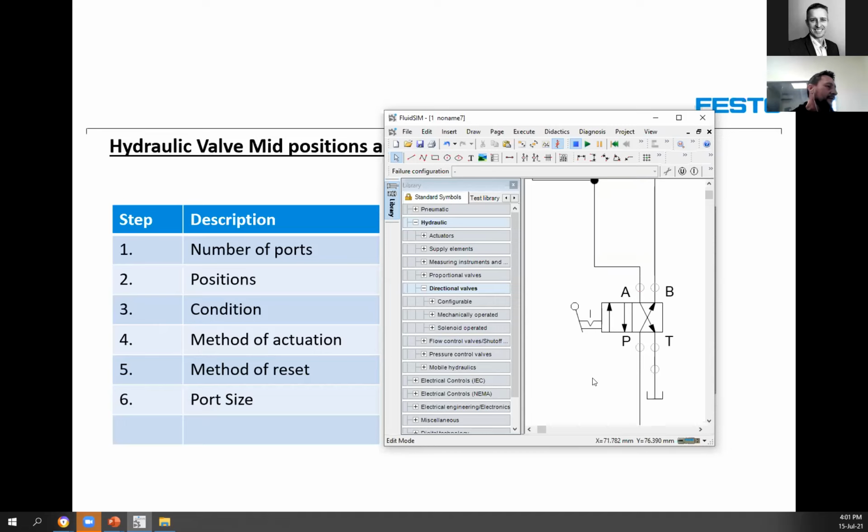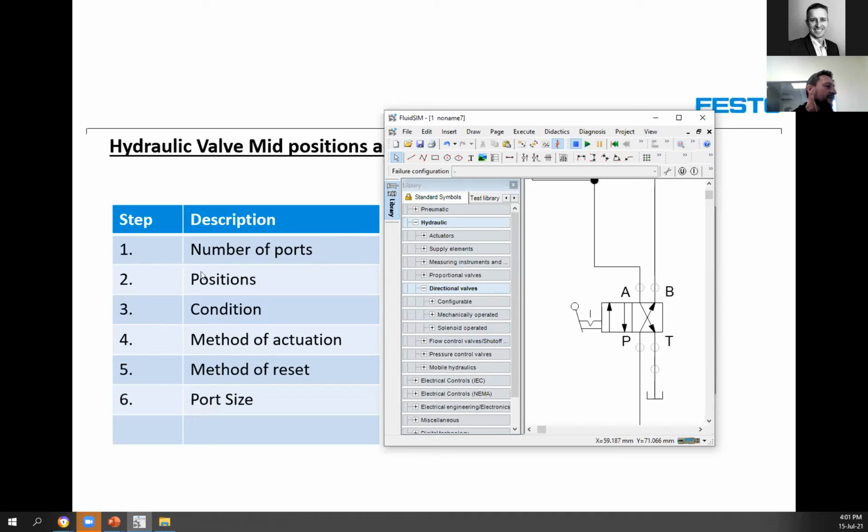Okay, so the number of ports is first of all what you need to look at. How many ports do we have? We have P, we have A, we have B, and we have T. So that's 1, 2, 3, 4. Four ports, and that is for number 1. So now you can write down number 4.